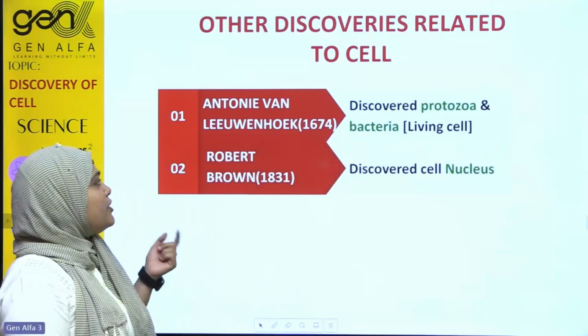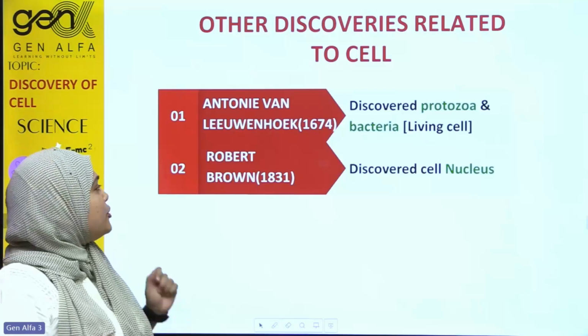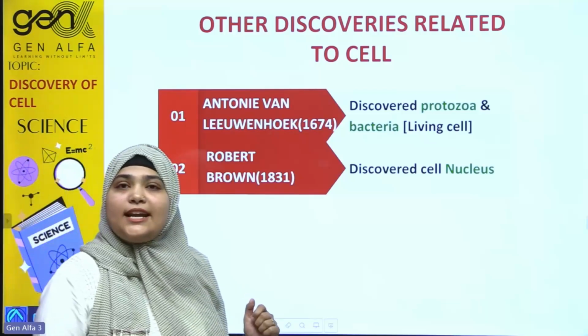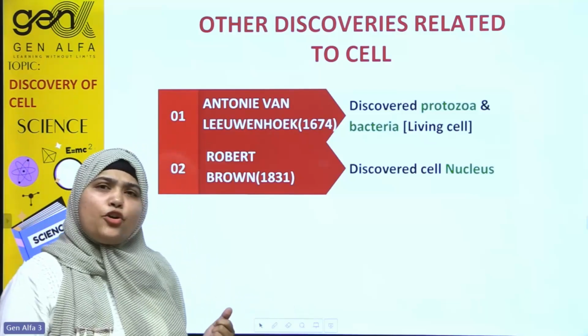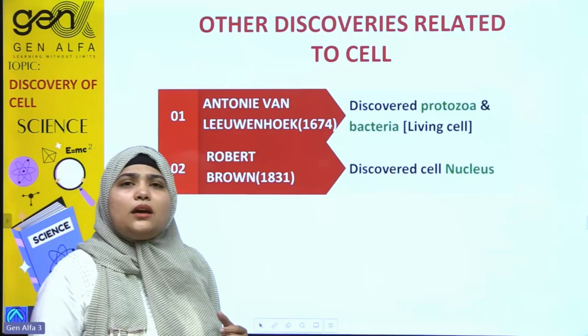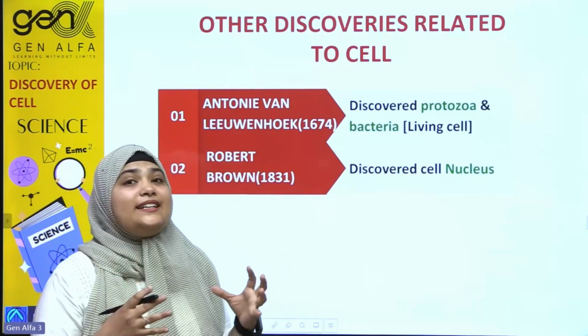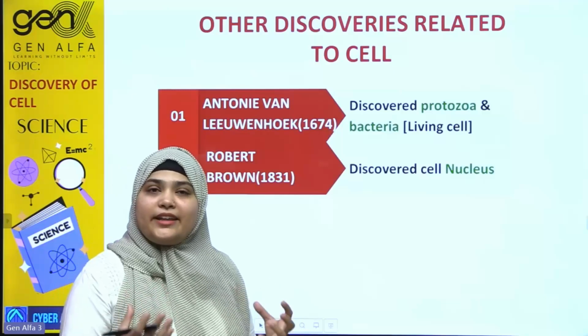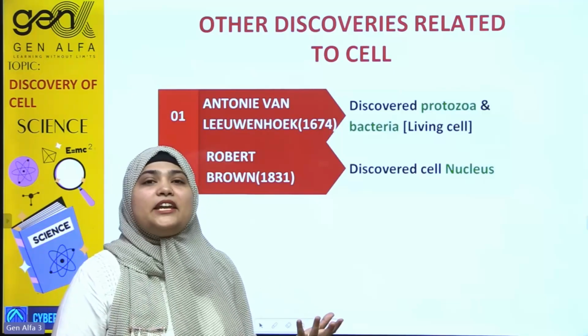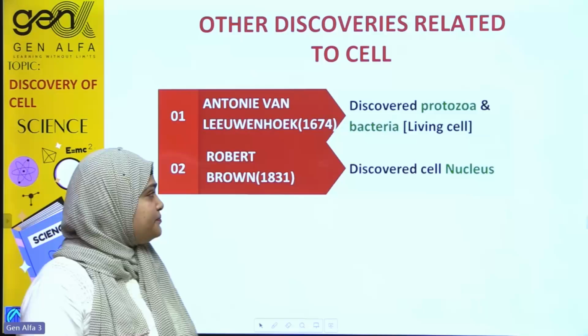Next, after Leeuwenhoek, the next scientist was Robert Brown. He was the scientist who discovered the nucleus. Robert Brown was studying plant cells and found that inside the plant cells there is a dense, dark colored area. And then he named it the nucleus.